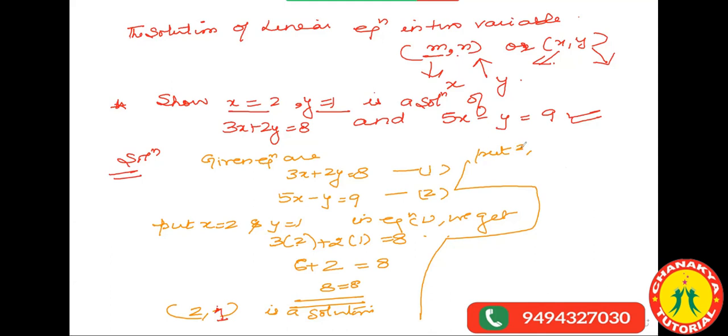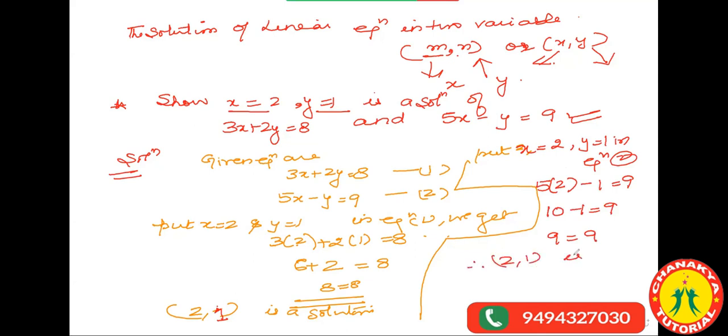Now put x is equal to 2 and y is equal to 1 in equation 2 also. So 5 into 2 minus 1 is equal to 9. Just check. 5 twos are 10, minus 1 is equal to 9. Then 9 will be equal to 9. So therefore, 2 comma 1 is also a solution of equation 2. Children, have you understood how you will show that if the solution is given?